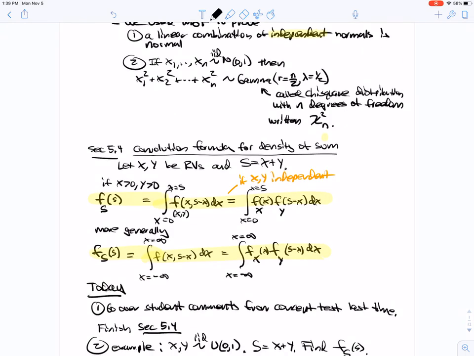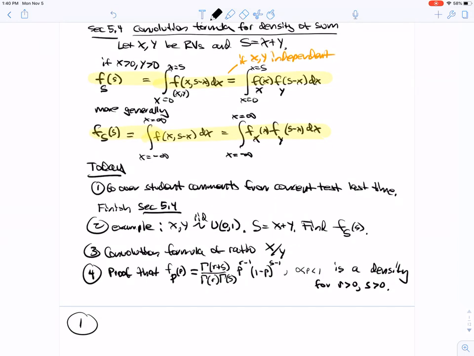So then we talked about the convolution formula for the density of a sum. Remember, if X and Y are random variables and we write S to be their sum, the convolution formula gives us a formula for the density. If X and Y are positive random variables, essentially what we're doing is integrating out the X, and if X and Y are independent, then the joint density factors. So more generally, we integrate from X equals minus infinity to X equals infinity.